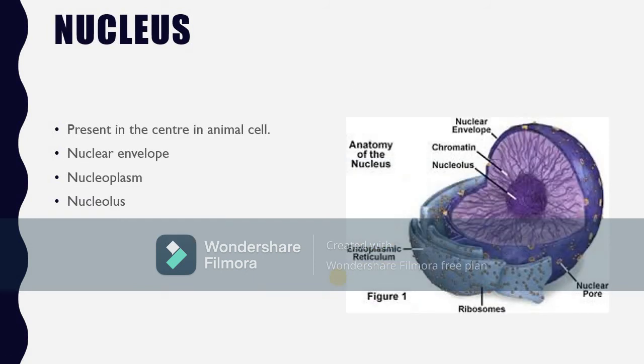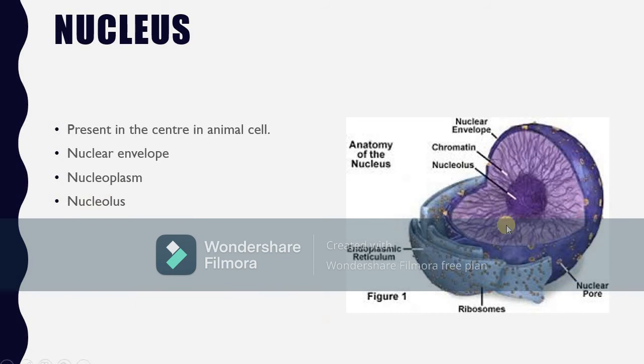Next come the further organelles of the cell. The first one is the nucleus. The nucleus is present in the center in the animal cell, while in the case of plant cells it is present near the cell wall. The reason is that in plant cells a large vacuole is present, due to which the nucleus moves towards the membrane. Then a nuclear envelope is present. What is it? The nucleus is bounded by a double membrane, which is called the nuclear envelope. It contains many small pores that enable it to act as a semi-permeable membrane, and inside the nuclear envelope a granular fluid is present. This granular fluid is called nucleoplasm.